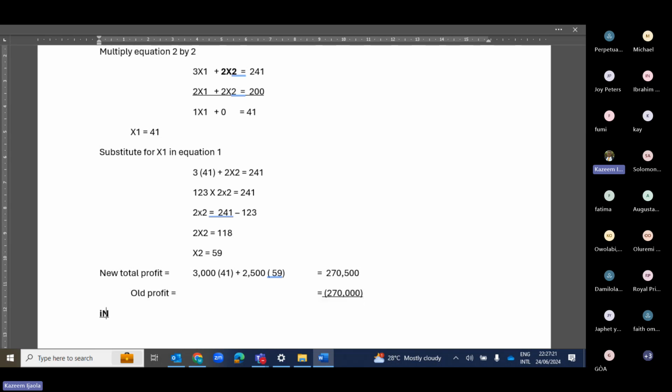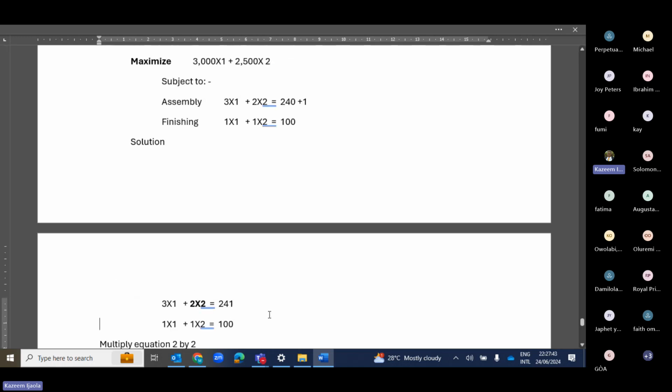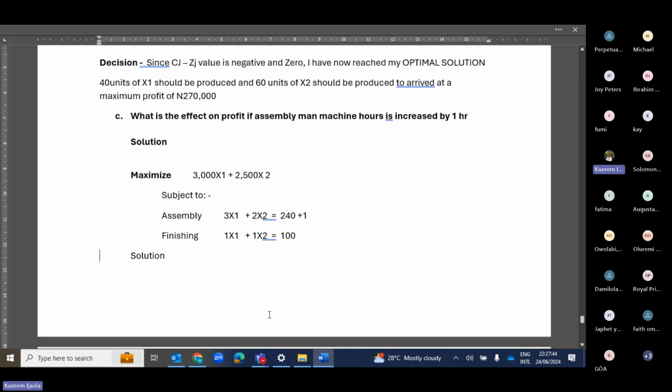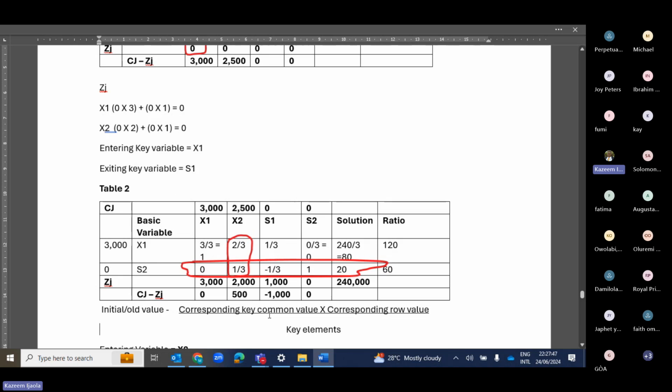So the increase in profit if assembly is increased by 1 hour is 500. If you increase your assembly by 1 hour, your profit will increase by 500. So that's the C part.